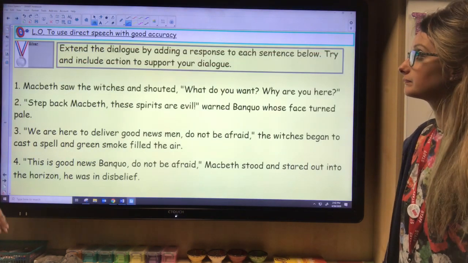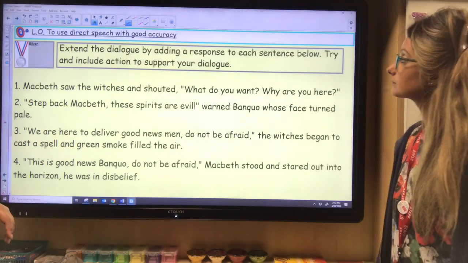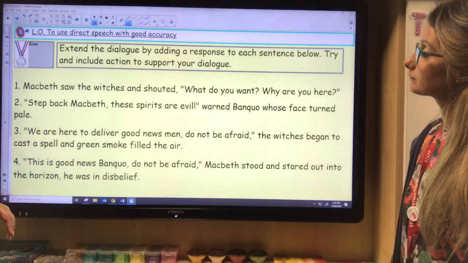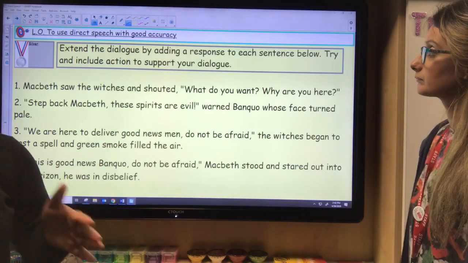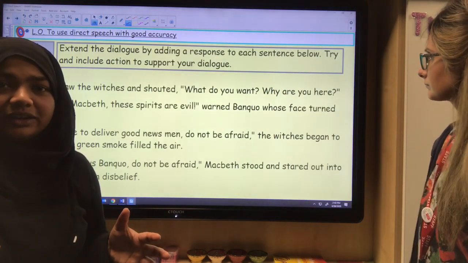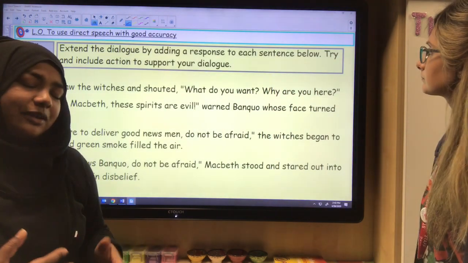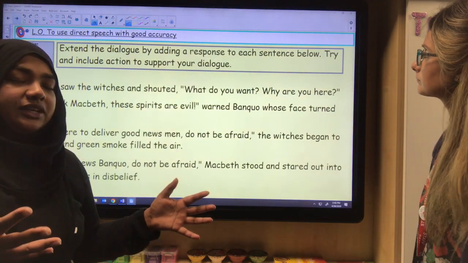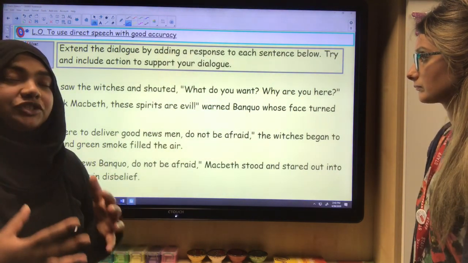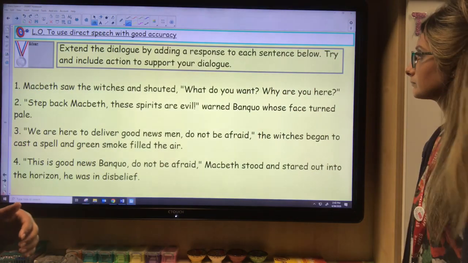Silver is extend the dialogue by adding a response to each sentence below. Try and include action to support your dialogue, because if you just had speech after speech after speech, it's quite boring. And when you read a book, you wouldn't just have one person talking and another person just responding. You'd have a bit of dialogue, bit of action in between. So try and incorporate some action.